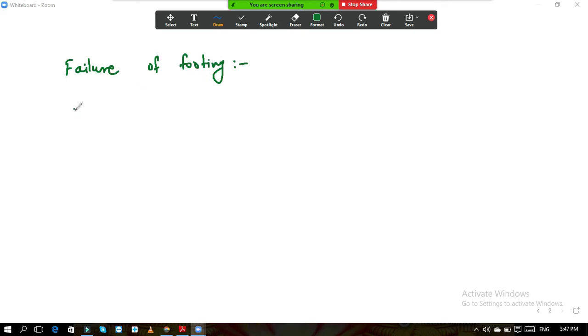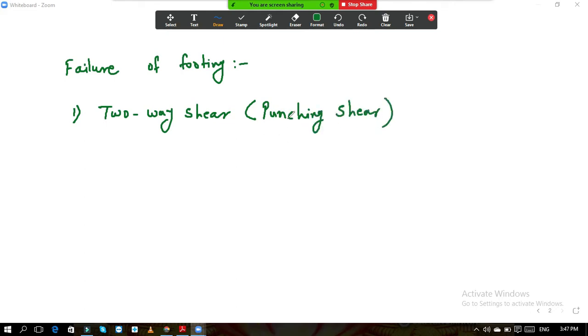When the footing fails, first, the footing fails in two-way shear. I will explain what is two-way shear. This is also called punching shear. If this shear increases, then the footing will fail.